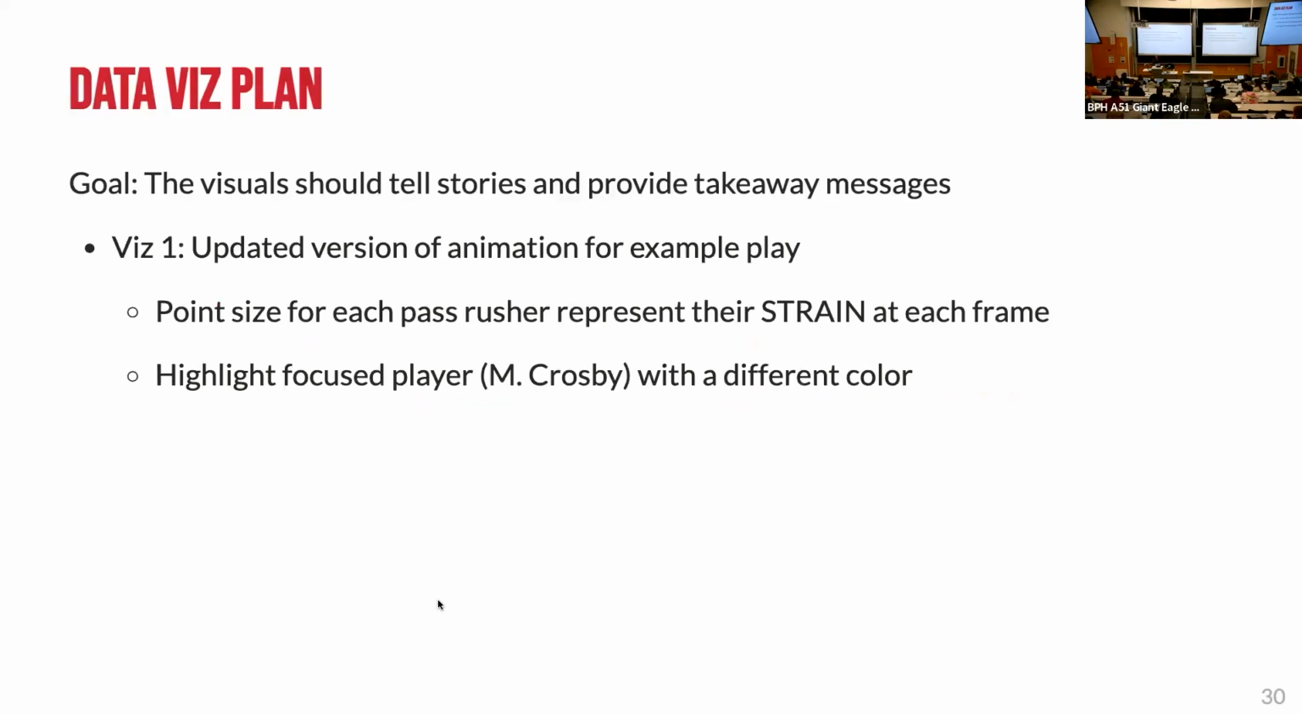Okay, so we're going to create two data viz here, which I'm going to walk you through later on. First, we want to have an updated version of the animation I showed you. Earlier, we had an animation where all the players had the same point size. But now we want the point size for each pass rusher to represent the strain value at each frame, and we're going to animate through it. We also want to highlight our focus player, Max Crosby, who ended up getting the sack on the quarterback, as we saw earlier, with a different color, so that we can analyze him in a little more detail.